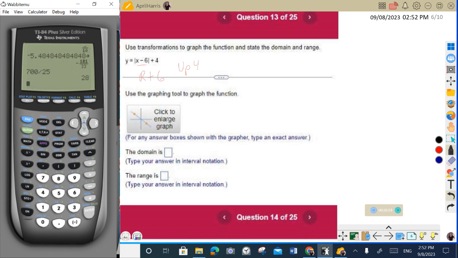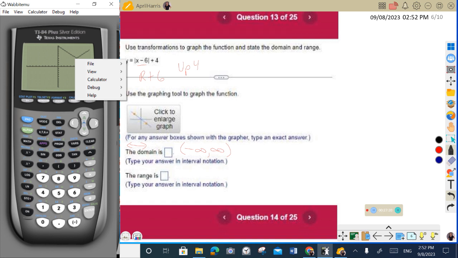Okay, it wants to know domain and range. Domain is x. X goes left to right. So the graph goes left forever, it goes right forever, so that's negative infinity to infinity. The range are the y values. Y goes up and down. So how low does the graph go? It only goes this low, which is 4. Actually, it touches at 4, so let me change that. It starts at 4 and goes up forever to infinity.